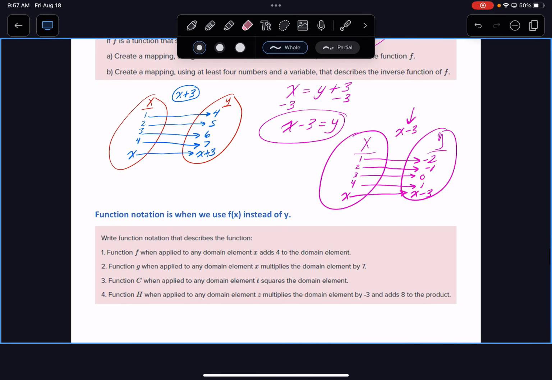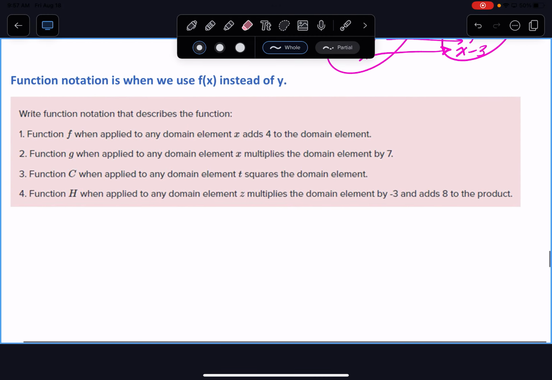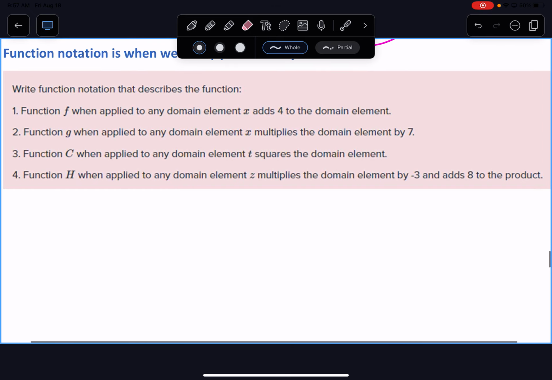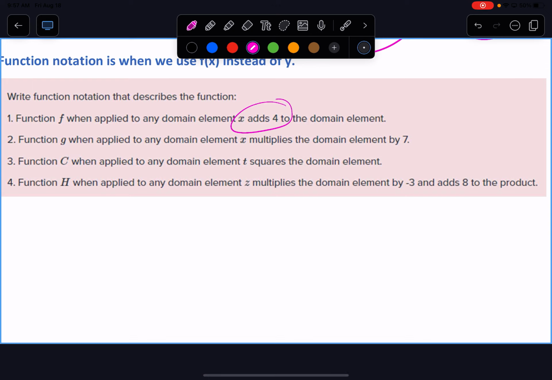So don't overcomplicate it. Like, look at these. It says, once again, write a function f. When applied to any domain element, x adds 4 to the domain element. When I first read that, I was like, what? And I'm like, okay, I'm not going to overcomplicate this. It just wants me to write an equation that is what it's saying to do. What is it saying to do? X adds 4. Yes, everyone. So don't overcomplicate it. They actually want you to use f. So you're going to say f of x is equal to x plus 4. All the other stuff is just using fancy language.